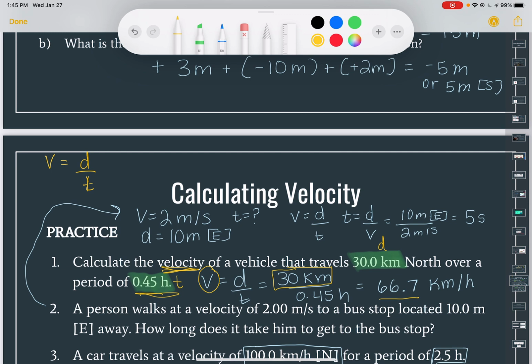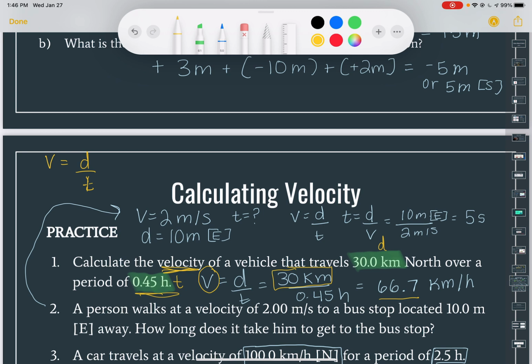And then we need to make sure we're using our units. They're super important. They're going to be half of your points. So your units are going to be 66.7 kilometers an hour. So that kilometers an hour is your units. And that's what it is here.